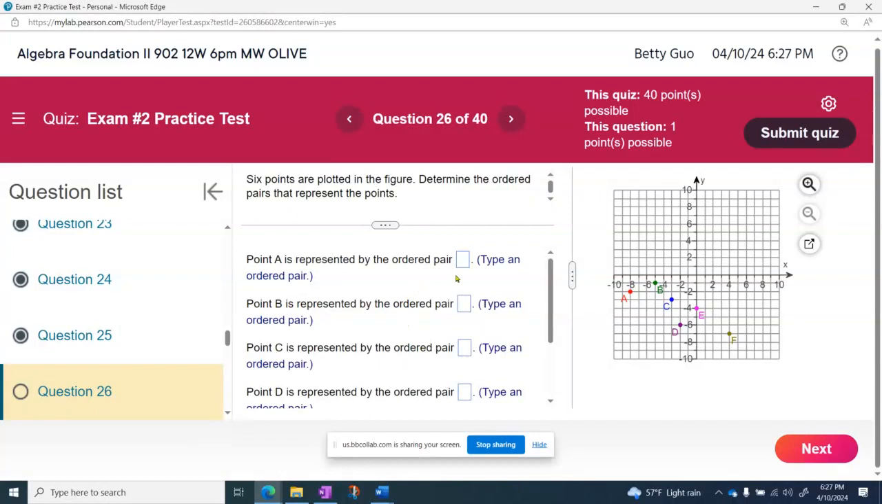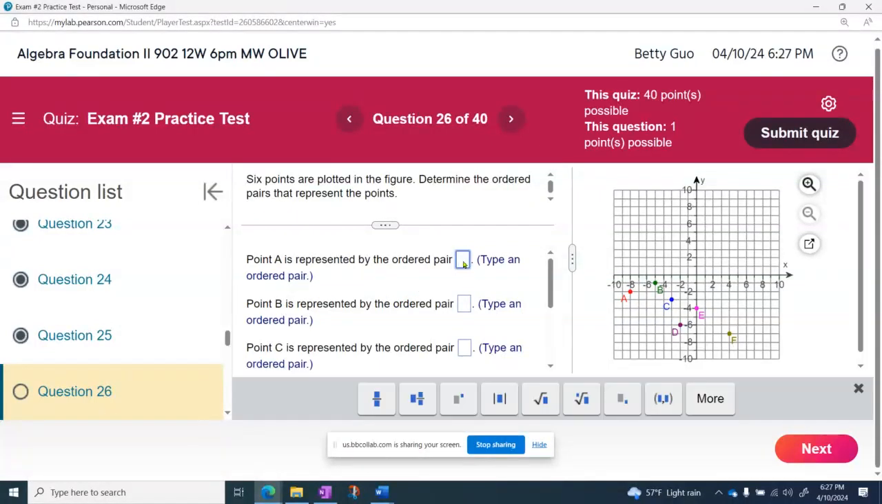Let's see, point A. Point A is this red one. Type an ordered pair, so press this key. And point A is really testing my vision. I think it's -8, -2. -8 comma -2.